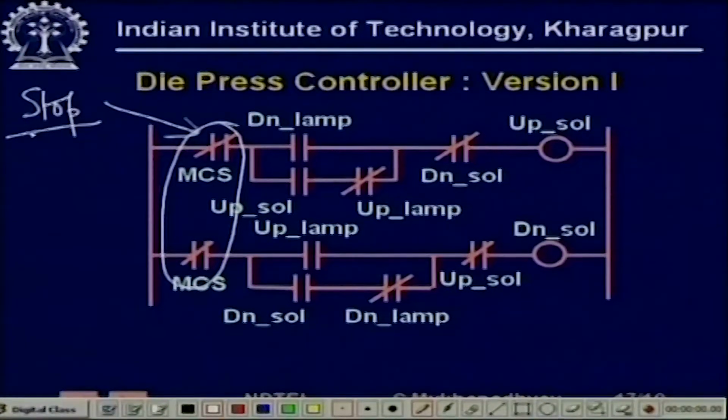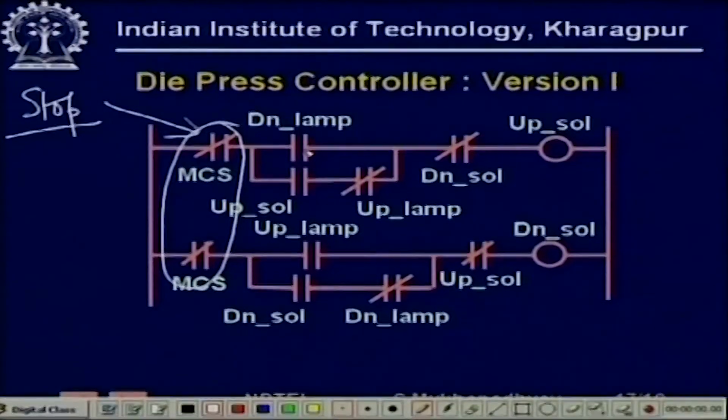Now, initially suppose the press is in the bottom position. So, the down lamp, that may be the parking position or the shutdown configuration. We are not discussing how it will come to the shutdown configuration. We are just saying that from the shutdown configuration, how does it start? Because the down lamp will be made, so this will become on.